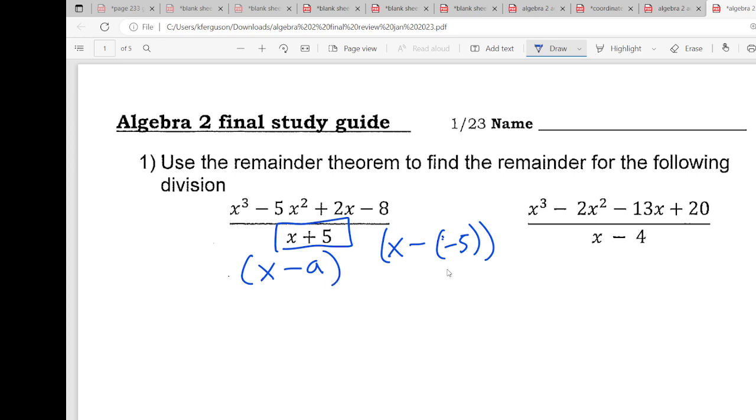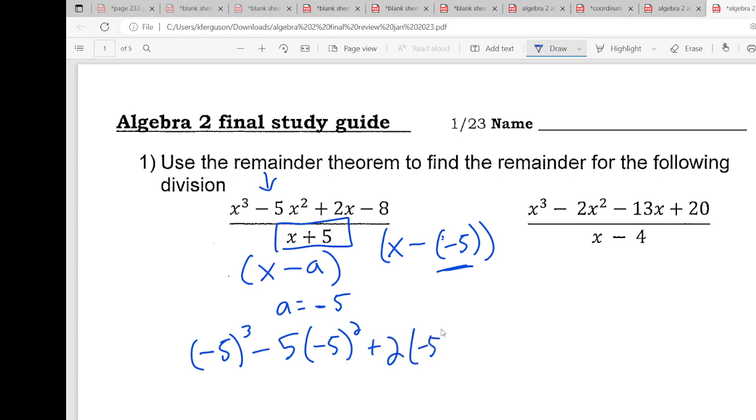All right, so now that we know our a is negative 5, I'm going to plug negative 5 into this expression. So that's going to be negative 5 to the third minus 5 times negative 5 squared plus 2 times negative 5 minus 8. Once I simplify this, that's going to be the remainder that I would get.